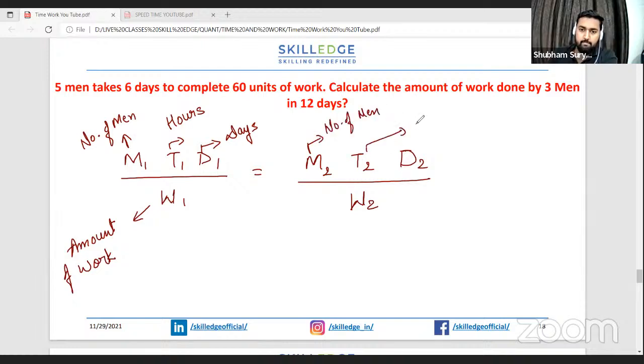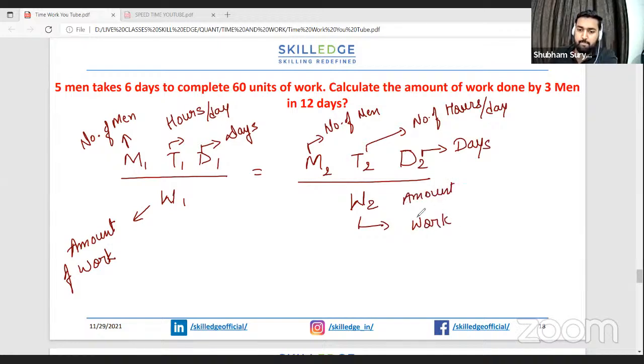T2 is again the number of hours for which the people are working every day. This is also hours per day, and not the total hours. D2 is the number of days for which they are working. What is W2? It is the amount of work which these many men complete in this given time interval.